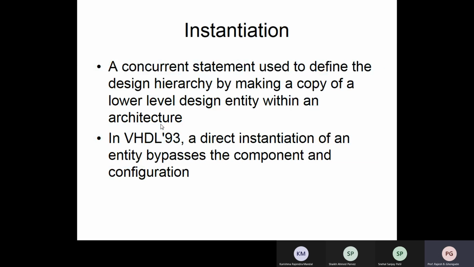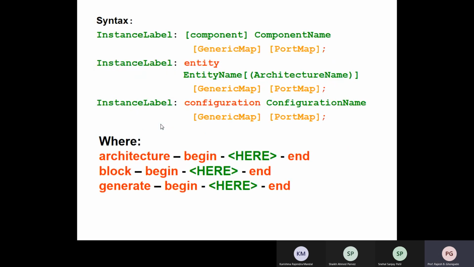Instantiation, the concurrent statement, is used to define the design hierarchy by making a copy of the lower level entity within an architecture. So what is instantiation? It is simply making a copy of the lower level design. Of course, on its own, it is itself a concurrent statement. Direct instantiation of an entity bypasses the component and the configuration both. So after revision, you can now use direct instantiation also. So this is the syntax: you have instance label, component name, entity, configuration. This will be more clear with an example.